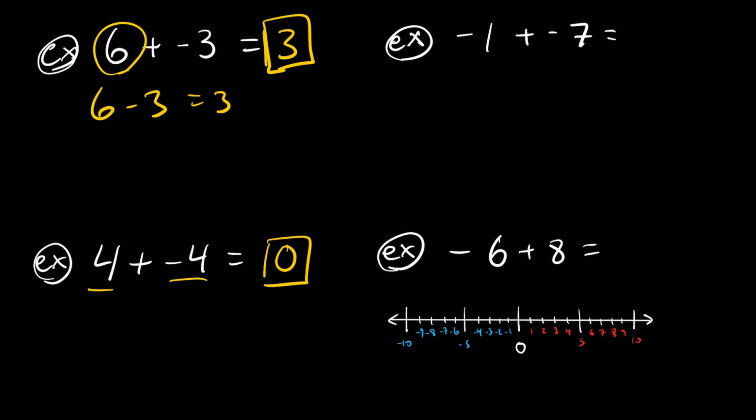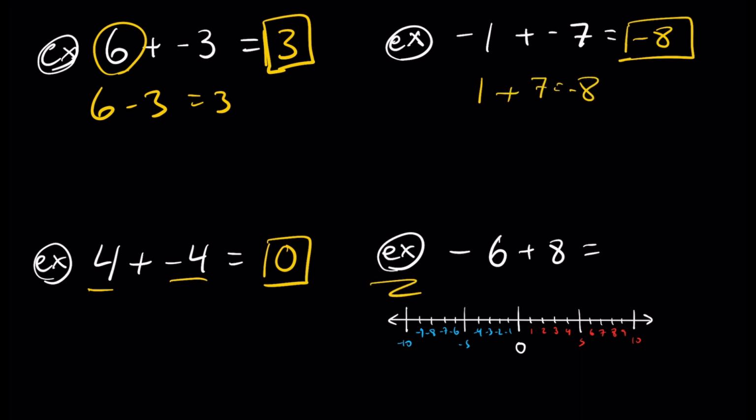Over here, -1 plus -7, well, they have the same sign. It's kind of like I lost $1 and then I lost $7. Well, how many dollars did I lose altogether? Well, I lost $8. Or we can just add the numbers and keep the sign the same.